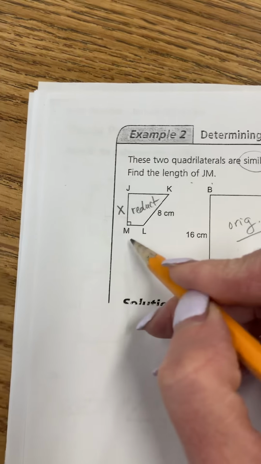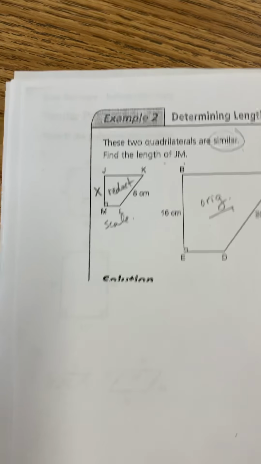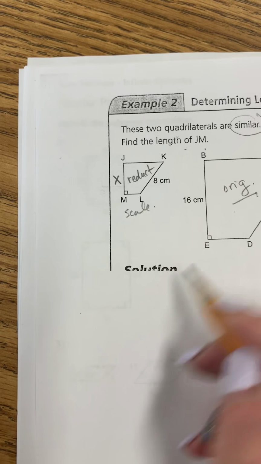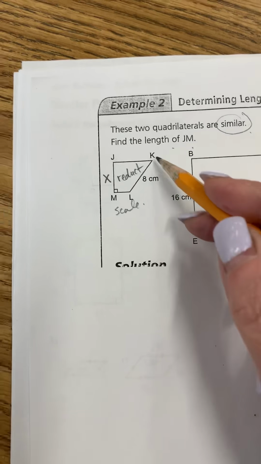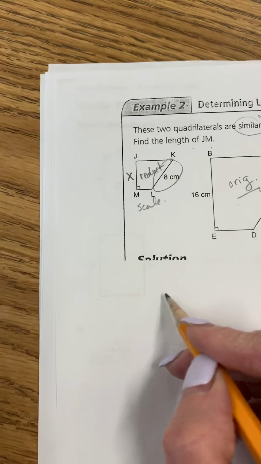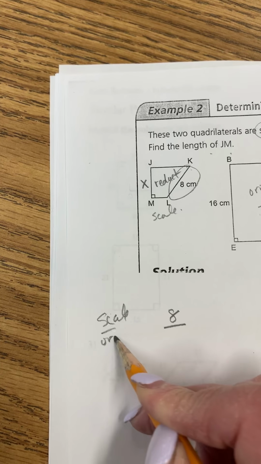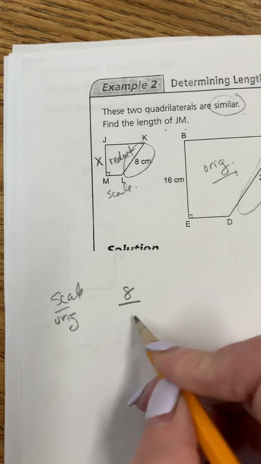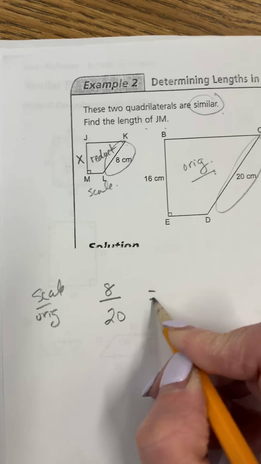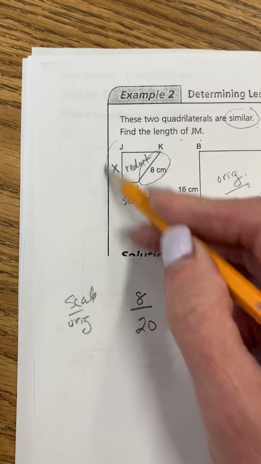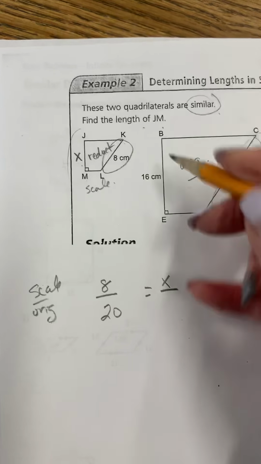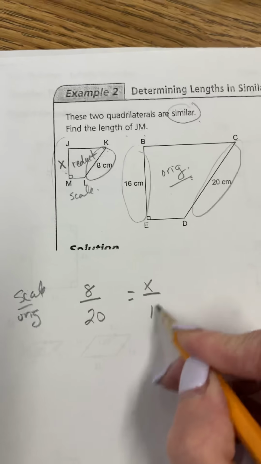Since we've already done the equations unit, this might be a comfortable way for you to do this. So this is the original, and as a reduction, this would be the scale. So I could set it up like this. When I'm looking at 20 centimeters, you pick the matching set first. You go scale over original. 8 is matching to 20. Then we go here to look for JM. We don't know, so you put an X there, and that corresponds with 16.